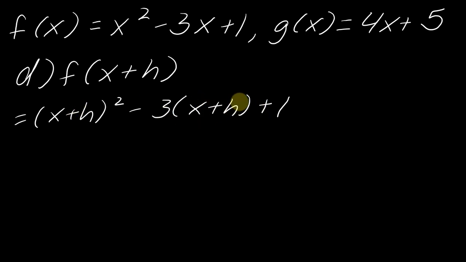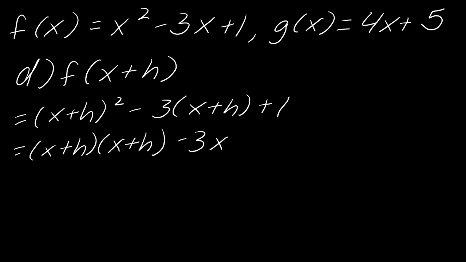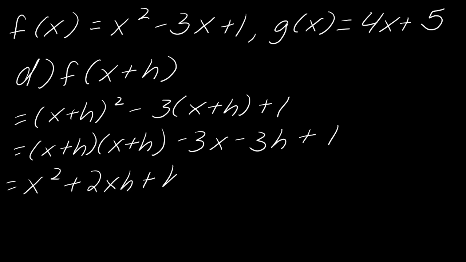And from here, it's that same idea. What else do I have to do? Well, with the x plus h, we have to be careful with this squaring thing, because I have to take x plus h times x plus h. So I have to FOIL that out. But for the rest of this, I can go ahead and distribute the 3. So this is minus 3x minus 3h plus 1. And then I can distribute all this. So this is going to be x squared plus 2xh plus h squared minus 3x minus 3h plus 1. So this would be everything evaluated.